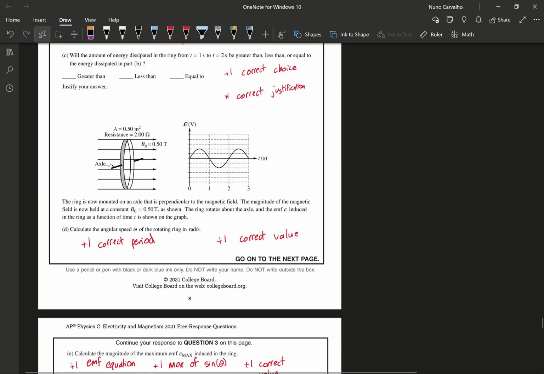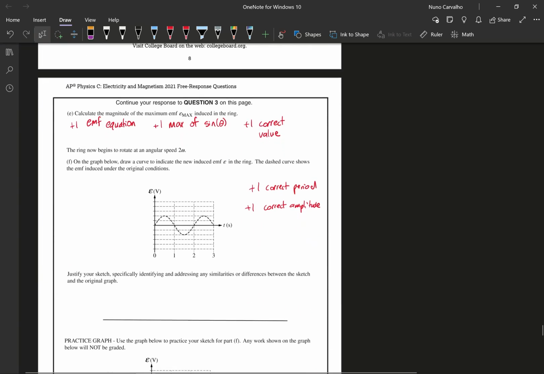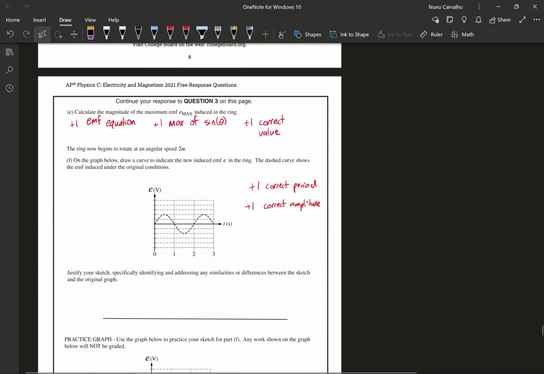And I think you might get a point as well for just showing that you know that angular speed is coming from the period of the graph. So maybe there's 2 points there, maybe only one. I'm not too sure. Then for part E, I think there are 3 points to be gained here.